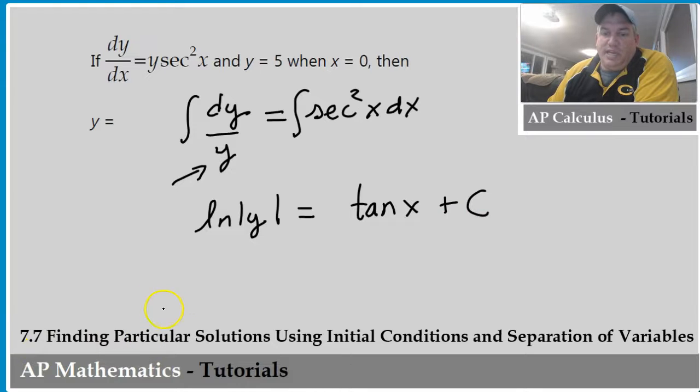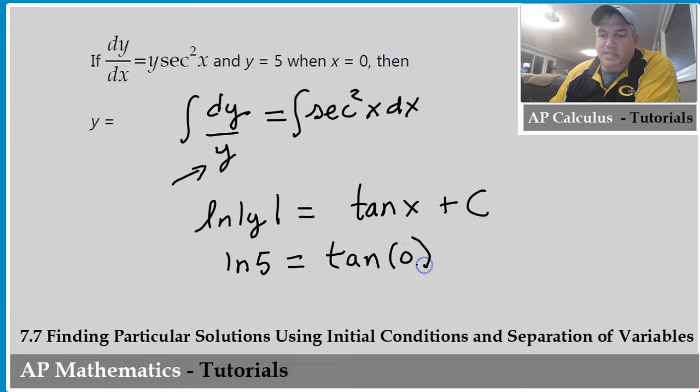So now we're going to use the initial condition and solve for c. Sometimes you can solve for c at the end, or you can solve for c at this stage of the problem. So y is 5, so I get the natural log of 5 is equal to tangent of 0 plus c. Well, tangent of 0 is sine of 0 over cosine 0, and since sine of 0 is 0, we're going to get 0. So we can easily see that the value of c here is the natural log of 5. So c is equal to the natural log of 5.